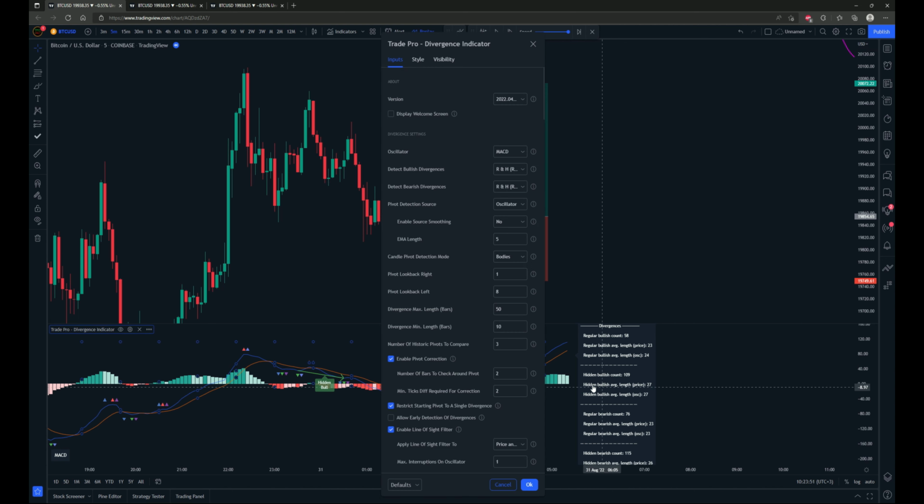If I go into the settings and change the pivot look back right to 1, we're going to get much earlier signals than if it's at the default of 4, because it's waiting for 4 bars. Here it's only waiting for 1. So that hopefully makes sense.